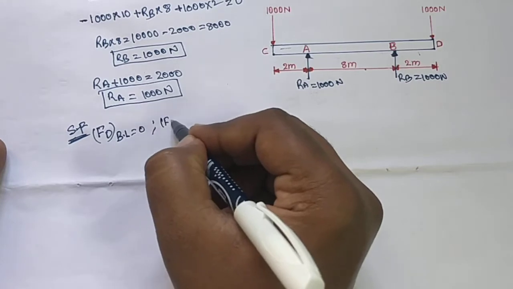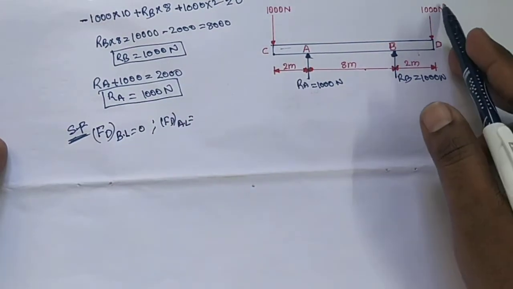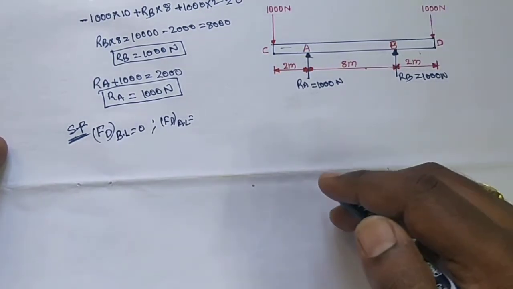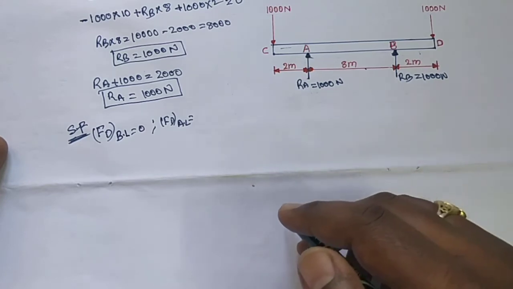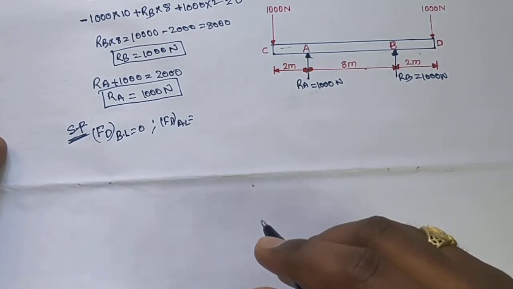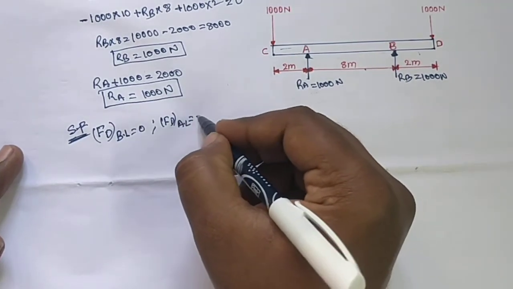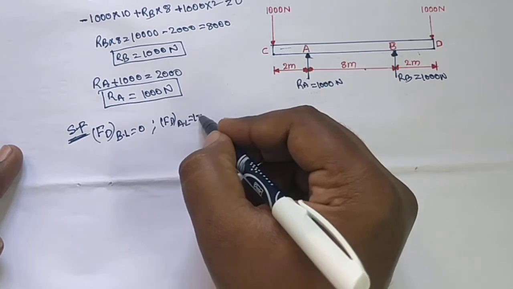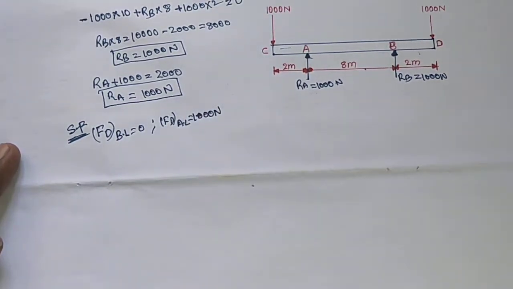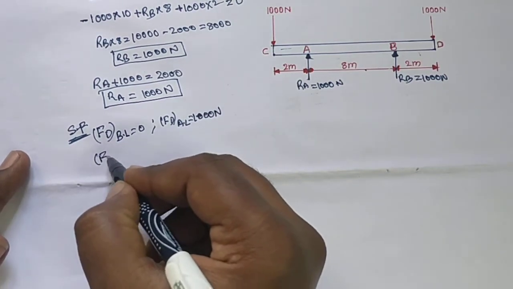Shear force at point D after load means we need to consider this point load. The point load is acting downward, so I am taking downward forces as positive and upward forces as negative during the calculation of shear force. It is the sign convention. Okay, so plus 1000 newtons.